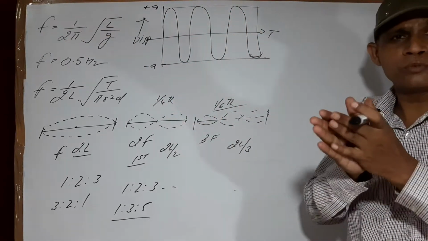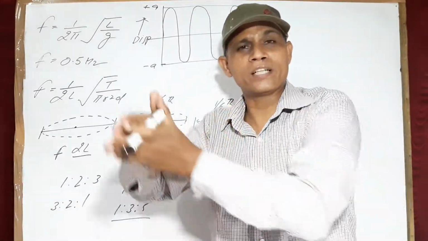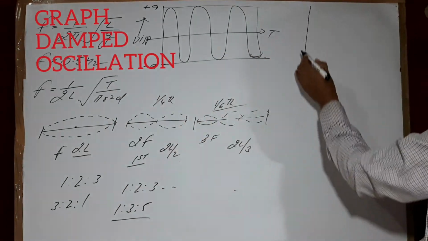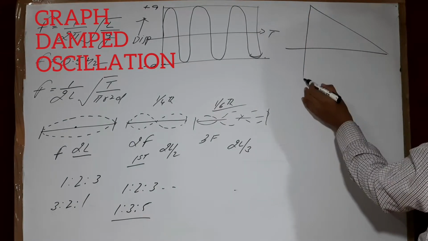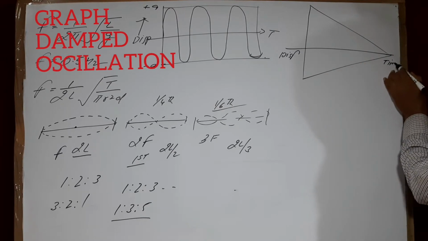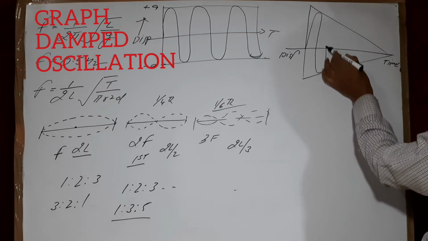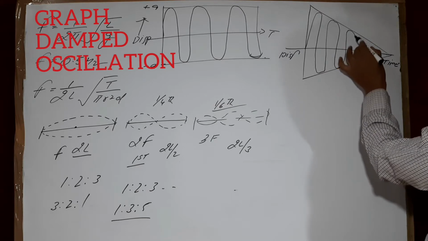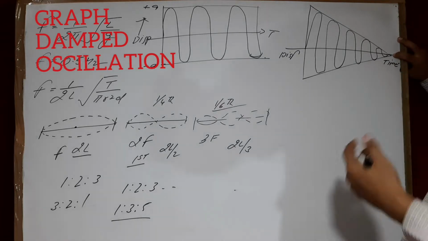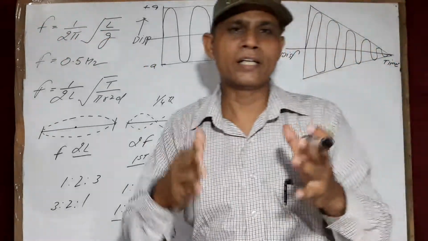But as I have told you, in case of damped oscillation, the amplitude goes on decreasing and ultimately the oscillation stops. So for damped oscillation I will again draw. It will be like this. Here you are having again displacement, here you are having time. So amplitude will decrease like this, and ultimately the vibration stops. So this is the displacement time graph for damped oscillation.